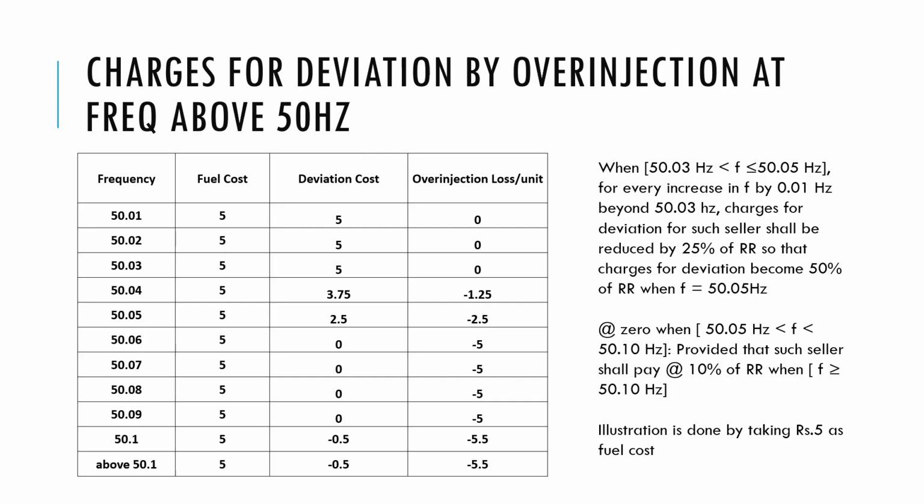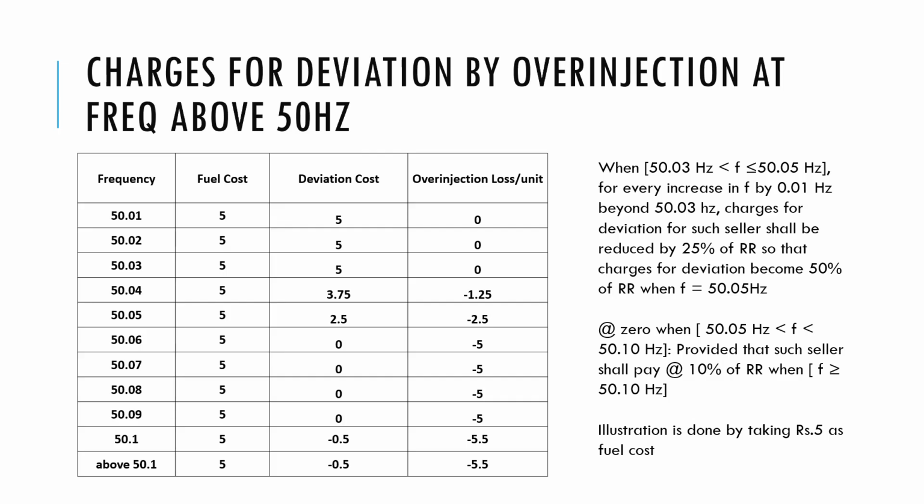So in that case, the seller has to pay certain penalty. The penalty works in the factor that if a seller over injects, then he would not get the fuel cost. He will be getting 50%, 40% depending upon the penalty. So till 50.03, any over injection within the range of 10% of the scheduled generation, he will not pay any penalty, nor he will get any incentive.